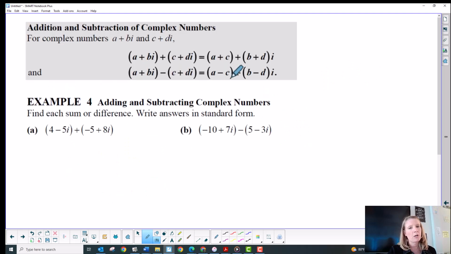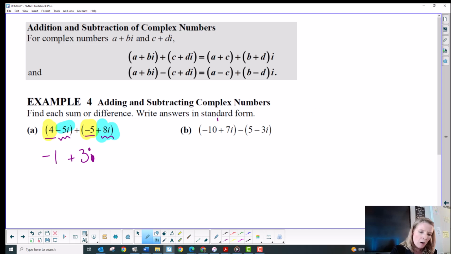Now we're adding and subtracting. Adding and subtracting is easy. We are just going to combine like terms. So I've got the 4 and the negative 5, and then I have the negative 5 and the 8. So 4 plus negative 5 is negative 1, and then negative 5 plus 8 is 3. Those are easy. Now this one, we are subtracting an extra parentheses.